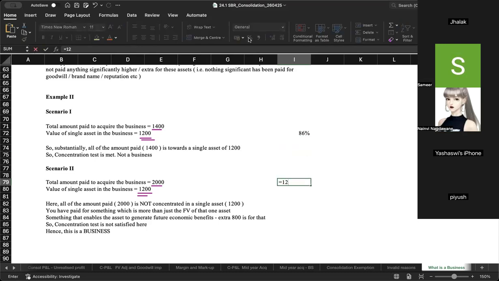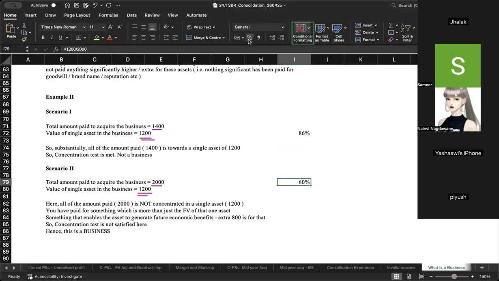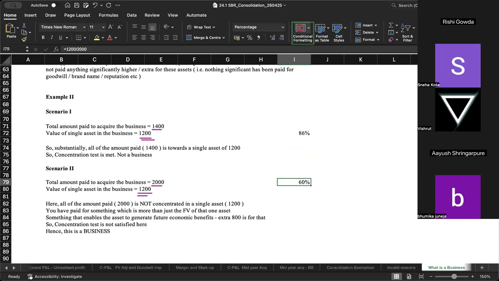यहाँ पे amount in single asset is 1200 and total amount paid to acquire the business is 2000. Now, total amount paid में से only 60% is concentrated in a single asset. So you can say that the concentration test has failed here, and this is an acquisition of a business.